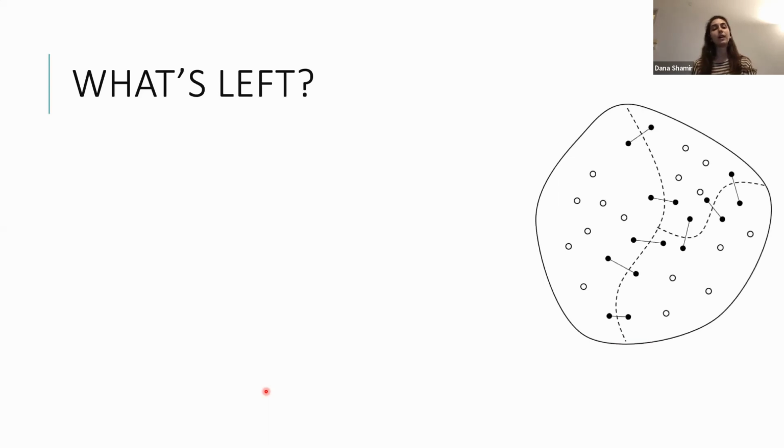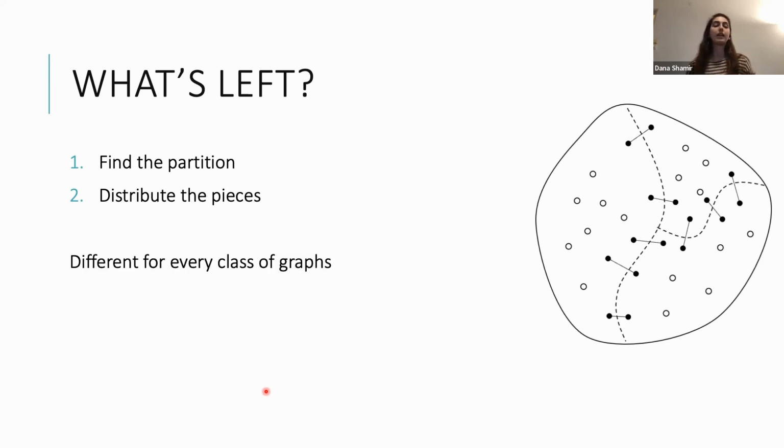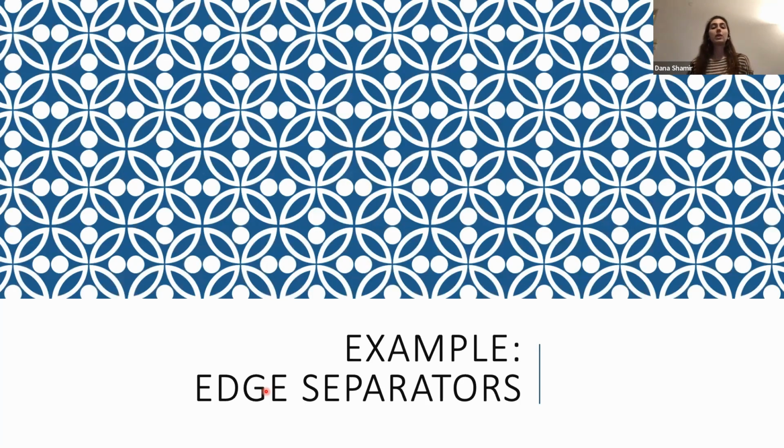Now, what's left to define? We need to define a partition that will meet the criteria that I mentioned before. And we need to explain how the prover distributes the pieces on the nodes of the graph. And this is going to be different for every class of graphs. So I'm going to show an example of one of our works, which is the partition-based TPLS in graphs that have small edge separators.